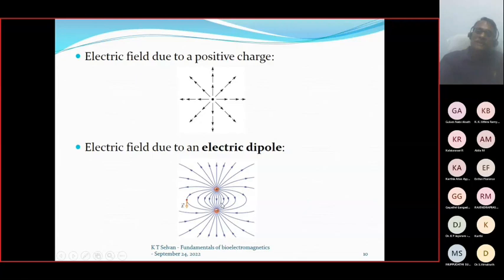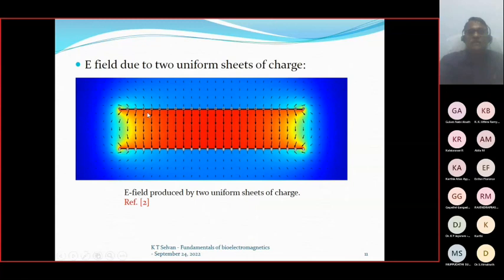We can further extend this idea and look at what happens when we have two charged plates. The top plate has positive charge and the bottom plate has negative charge distribution. Those of you who are familiar with a capacitor, I'm sure you are immediately connecting this with the capacitor. There is an electric field between the two plates. The red color represents the strongest field and the blue color represents the weakest field.